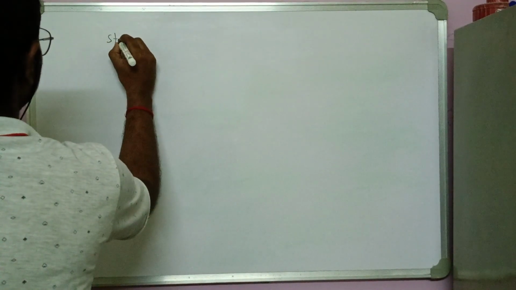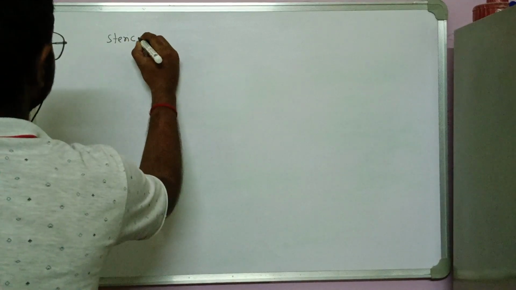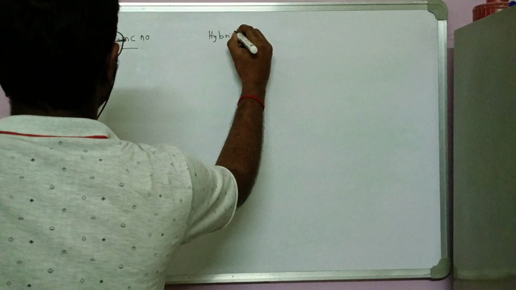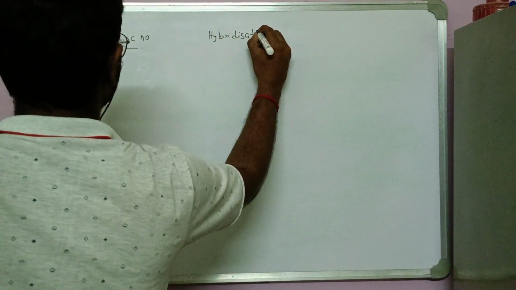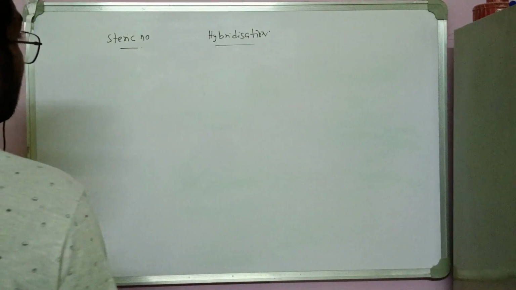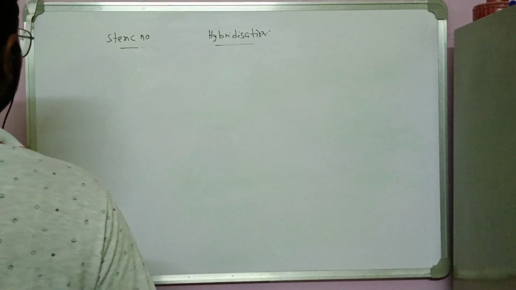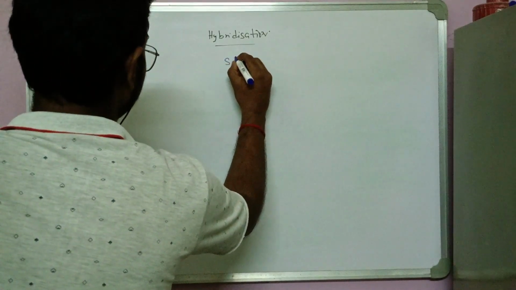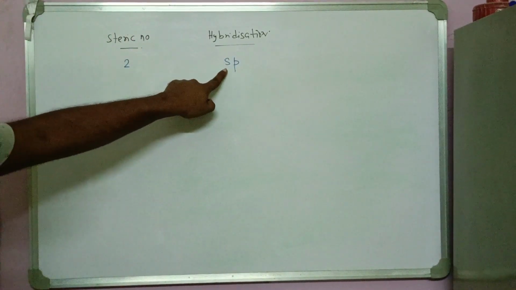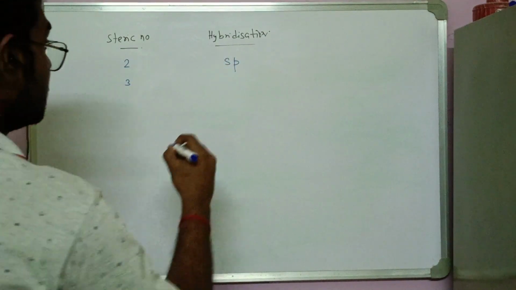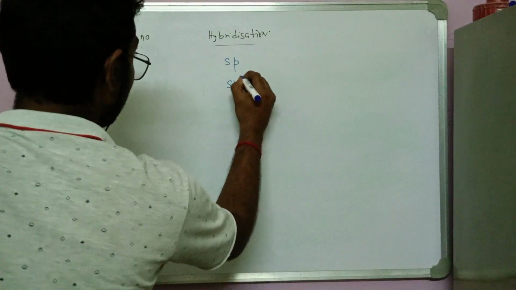Another thing, let's discuss how to relate the steric number with the hybridization. It is also important, right? Because from the examination point of view, they will not ask about the steric number, they will ask about the hybridization. So if the steric number equals 2, the hybridization will be sp. So we can see sp, 2 orbitals, steric number 2. If this is 3, what will be the hybridization? Yes, this will be sp2.